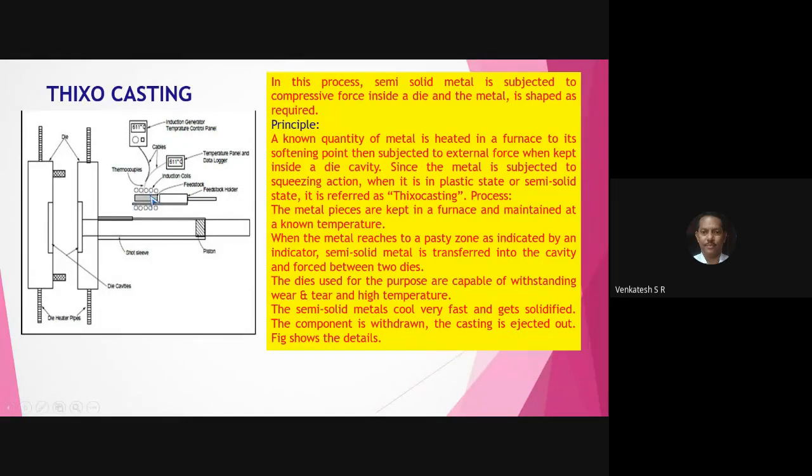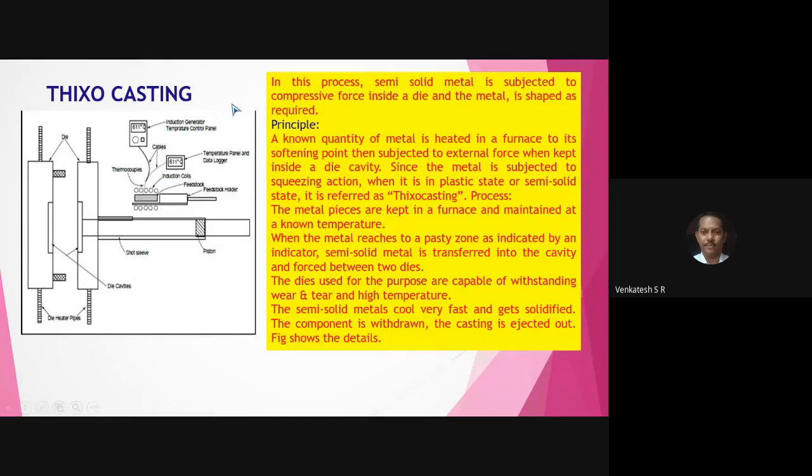This is the induction coil, and this is the metal placed in the container, and this is the feedstock holder and the temperature controller and the temperature panel. All of you observe here. This is suitable for non-ferrous metals like aluminum, copper, and bronze. They heat the metal into a semi-solid state. Remember, only in Thixo casting, the metal is not heated to a liquid state.